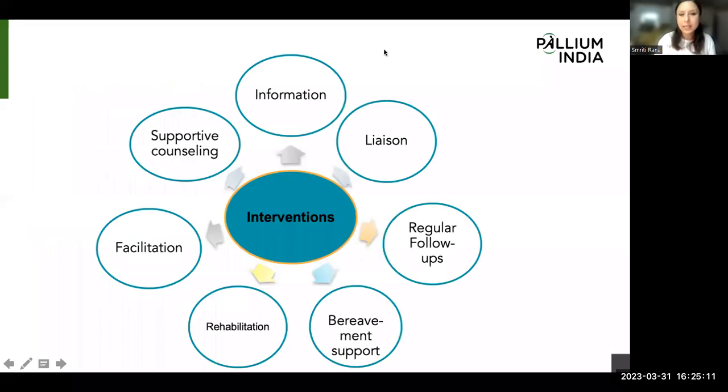All right. And finally, interventions. Based on all of these things that you have gathered, now you have to decide with every session how you are going to intervene. How are you going to help? Sometimes they just need information.